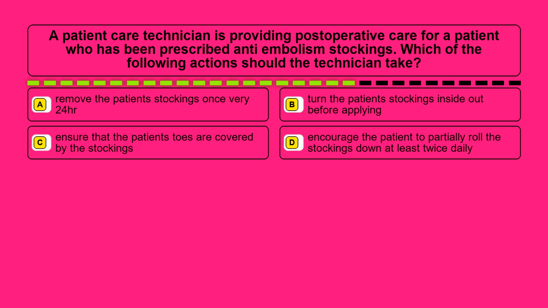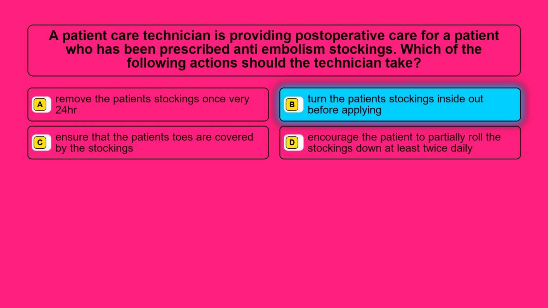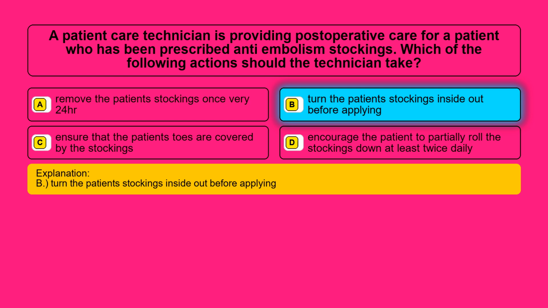Question 34. A patient care technician is providing postoperative care for a patient who has been prescribed anti-embolism stockings. Which of the following actions should the technician take? Option A, remove the patient's stockings once every 24 hours. Option B, turn the patient's stockings inside out before applying. Option C, ensure that the patient's toes are covered by the stockings. Option D, encourage the patient to partially roll the stockings down at least twice daily. The correct answer is option B, turn the patient's stockings inside out before applying.